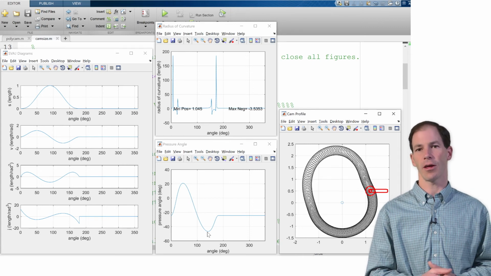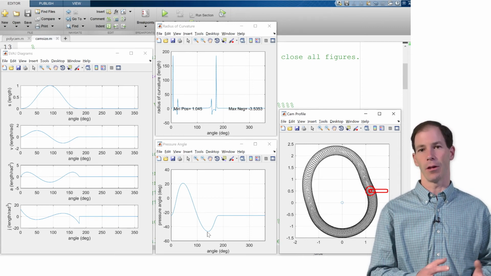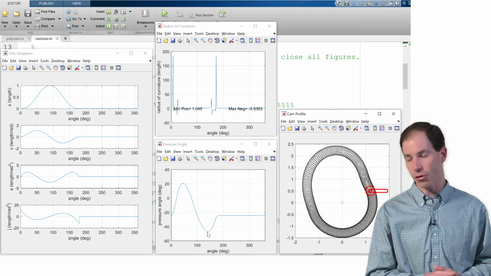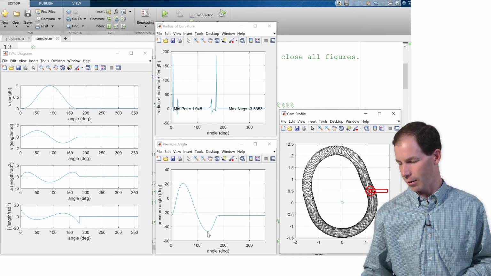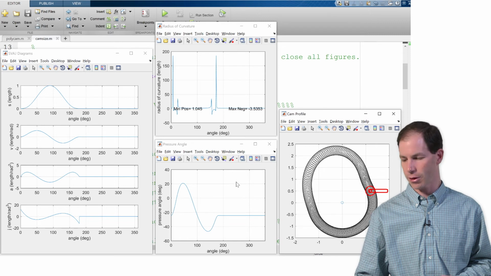home. We can usually then have a little bit higher pressure angles on the return stroke than we can on the extension stroke. So just some things we can play with.